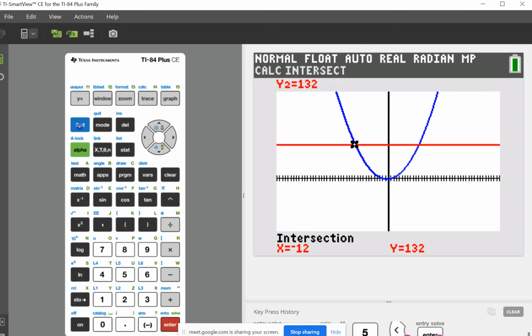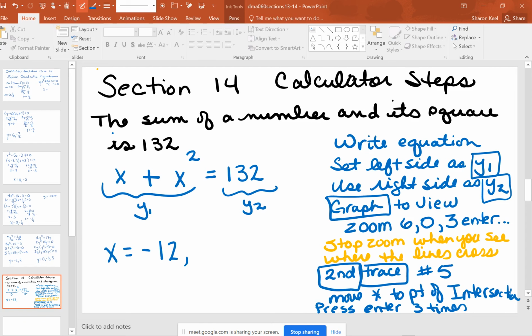And I have to repeat this again. Second trace number 5. And now I'm going to move the cursor to the right side. You just have to be patient. It takes a moment for me to get it to move over. Okay, so now that it's near, I'm going to press enter 1, 2, 3 times until I see this word intersection. The other answer is +11. So for this particular problem, that happens to be both of my solutions.